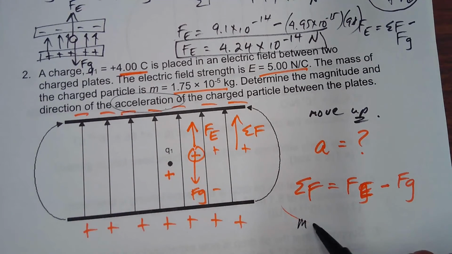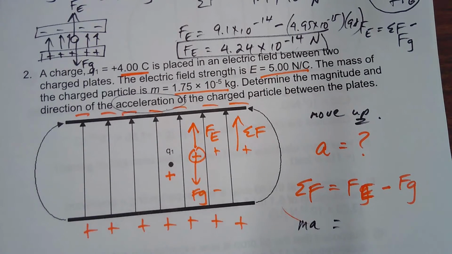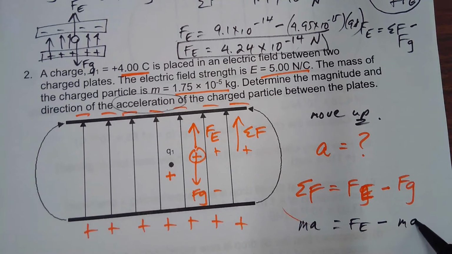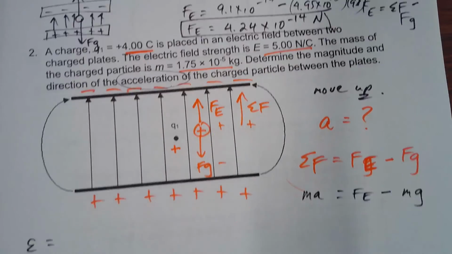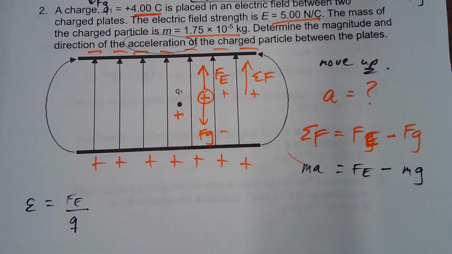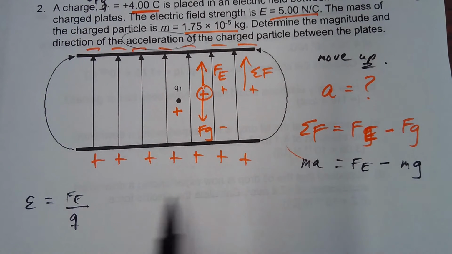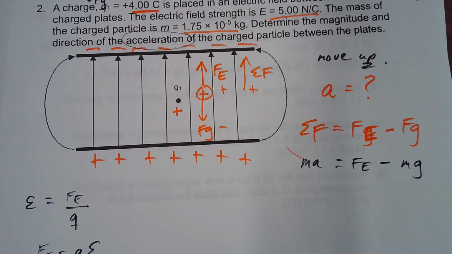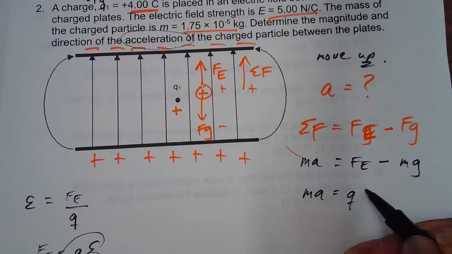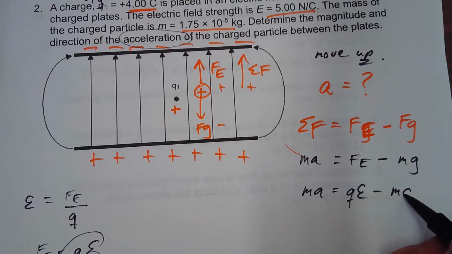All right, so breaking it down, you got ma equals Fe minus, I'm just going to actually go mg here. How do we break down the Fe? Do we know the Fe? Well, we don't, right? But we know electric field strength, right? So electric field strength is Fe over q. Okay, so Fe then is equal to charge times the electric field strength, right? So we can then bring this over here. So ma is equal to charge times electric field strength minus mg.